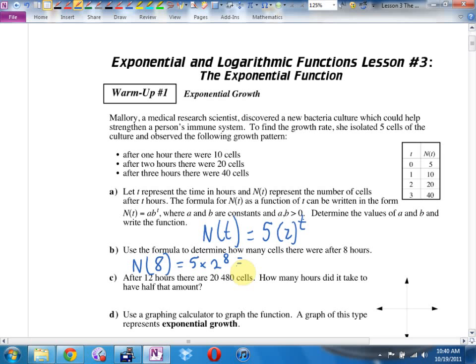Hang on. I can do this in my head. 2, 4, 8, 16, 32, 64, 128, 256. 256 times 5 is going to be 1,000 plus 200 plus 50 plus 30. 1,280? Woohoo!